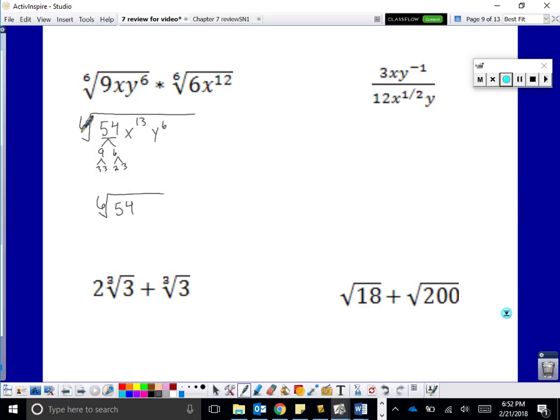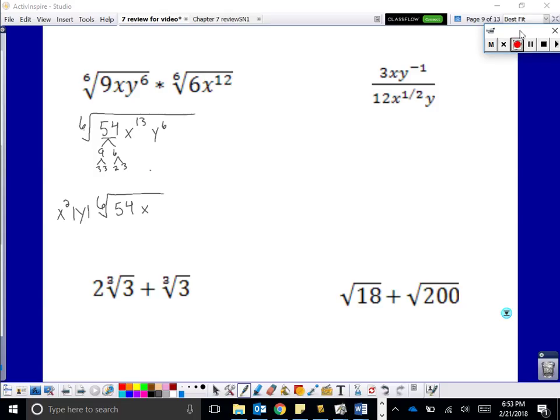If I get to my x to the 13th, again, I'm looking for groups of 6. I could pull 2 of those out, leaving me with just 1 x left on the inside. If I look at the 6th root of y to the 6th, I need a group of 6, so I can bring 1 y out. Again, technically, this one needs absolute value around the y. Do not worry about that. Just ignore your absolute values if you are not 100% confident with those.